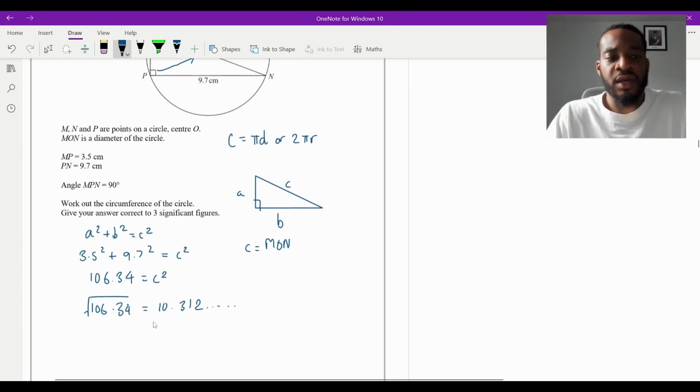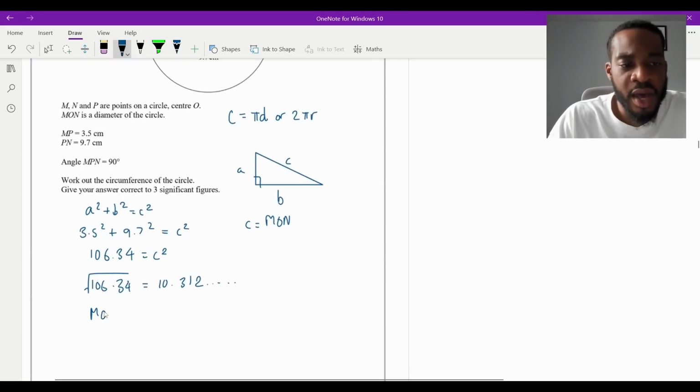So now we've got the diameter. I'm going to write MON is equal to 10.312 blah blah blah, right? So therefore the circumference, let me also write this as the diameter as well, so it's super clear.